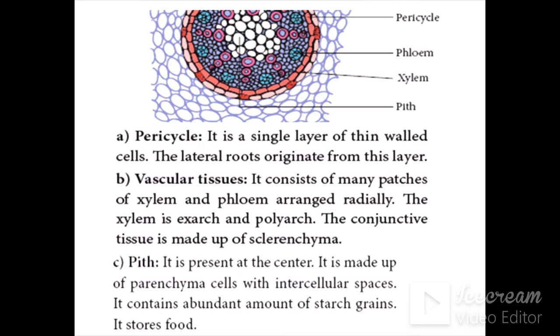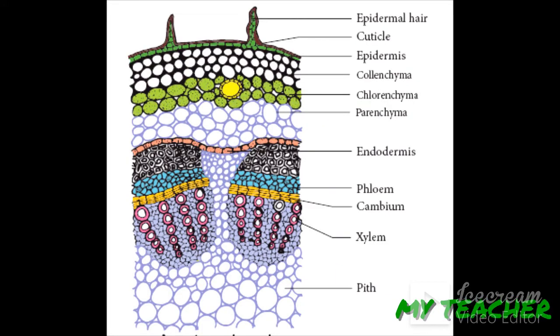Vascular tissues consist of many patches of xylem and phloem arranged radially. Xylem is exarch and polyarch. Conjunctive tissue is made up of sclerenchyma. Pith. It is present at the center. It is made up of parenchyma cells with intercellular space. It contains abundant amount of starch grains. It stores food. Let us see the transverse section of dicot stem.